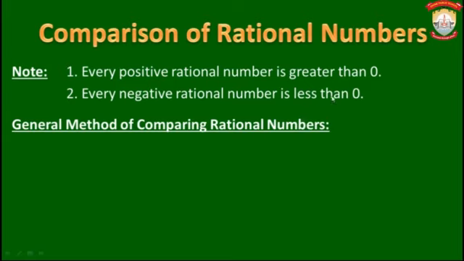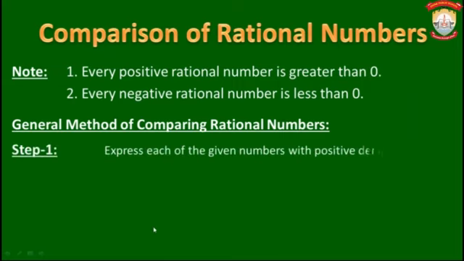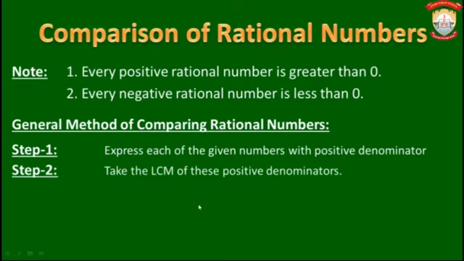Step 1. Express each of the given rational numbers with positive denominators. This means we have to make the denominators of all the rational numbers positive. If a rational number has a negative denominator, then we can make it positive by multiplying the numerator and denominator with -1. Step 2. Take the LCM of these positive denominators. In step 1, we made the denominators of all rational numbers positive. Now, in the second step, we will find out the LCM of all these positive denominators.